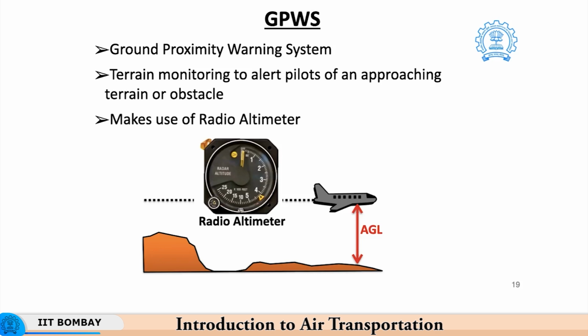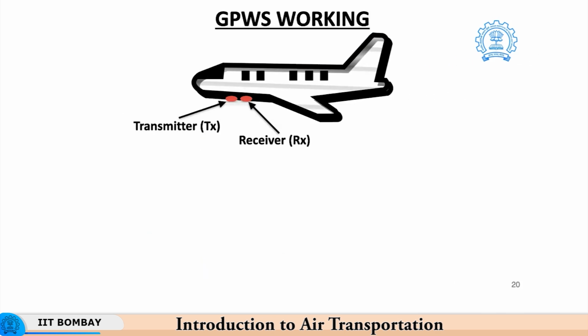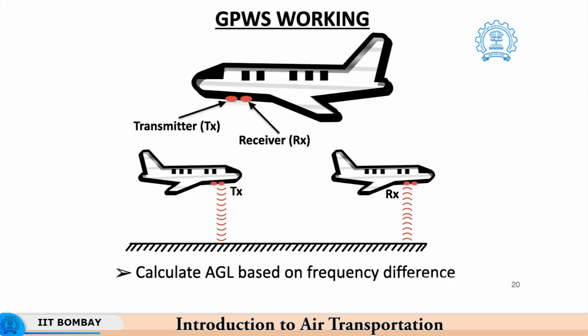So, how this radio altimeter works is that it includes two antennas, a transmitter and a receiver antenna. First the transmitter sends out its signal towards the ground. Subsequently, the receiver will receive the signal that is reflected back from the ground. The overall distance, or the ground altitude, is calculated based on the frequency difference between the transmitted and the received signal.